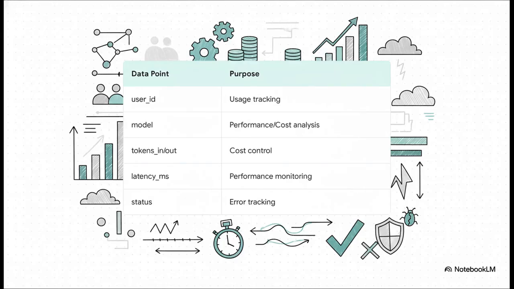So what exactly should you be logging? This table breaks it down perfectly. You need the user ID to track who's using what. You need to know the model and tokens used. That's absolutely critical for analyzing performance and, you guessed it, costs. And then you have things like latency and status, so you can monitor the health of your service and jump on errors the second they happen.